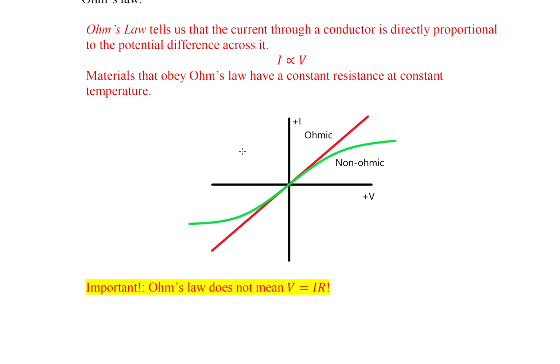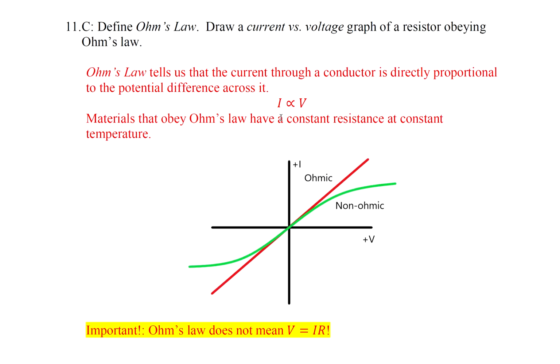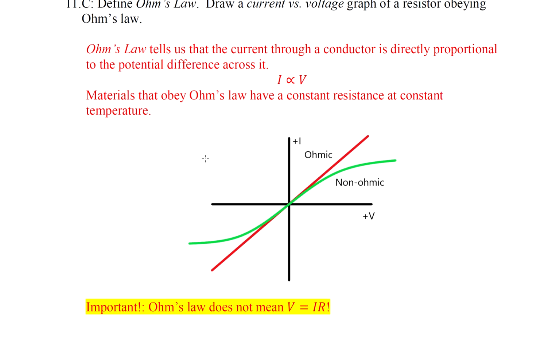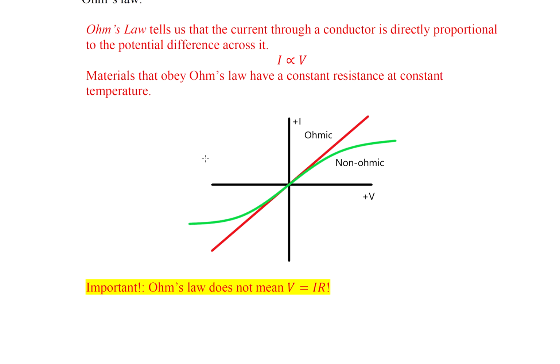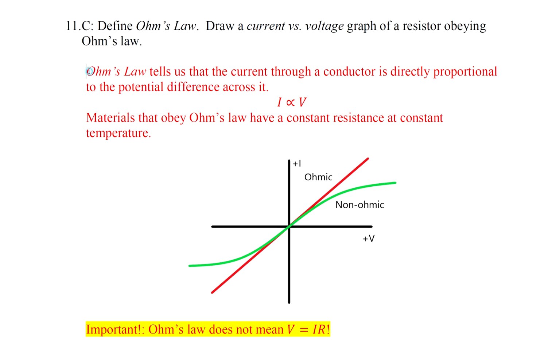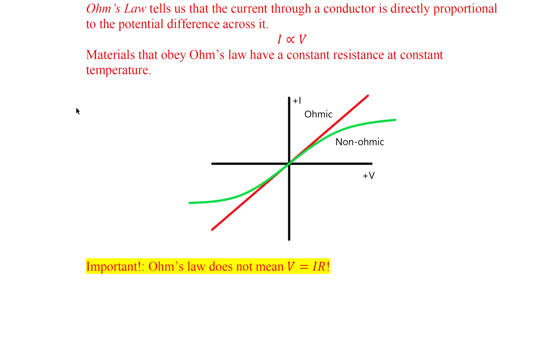So you can see this is a current versus voltage graph, and materials obeying Ohm's law are said to be ohmic, and it has a linear line which goes through the origin. And this is important. So Ohm's law does not mean V equals IR. So if you have an exam and they ask you what Ohm's law is, write this down. Okay? Not V equals IR.